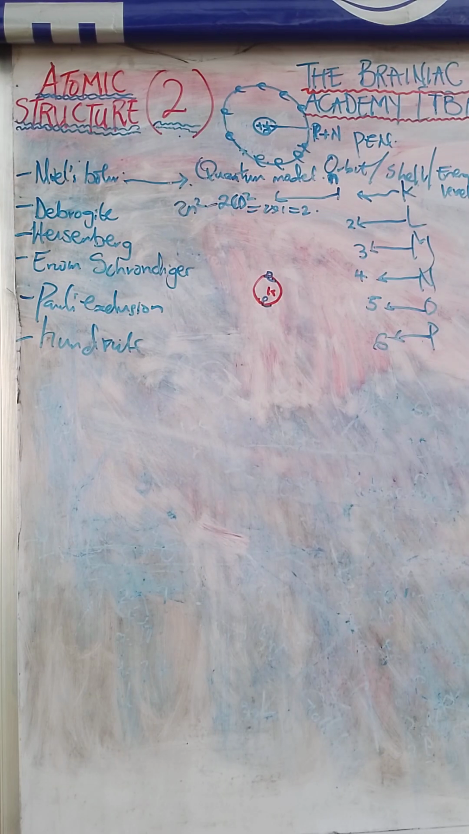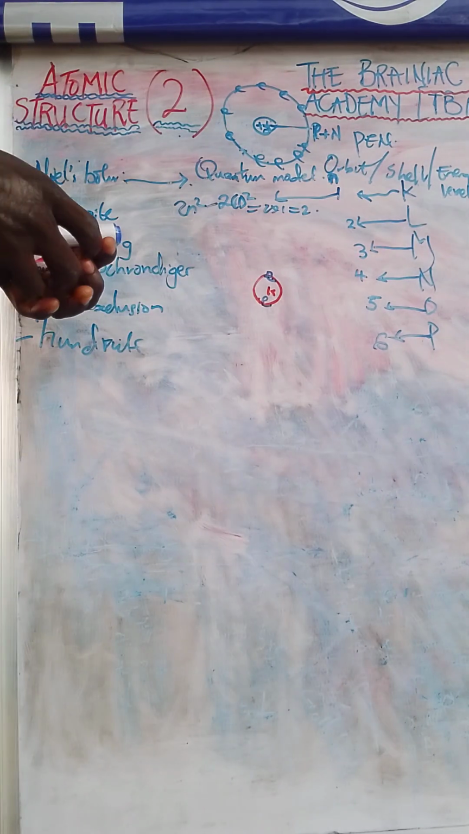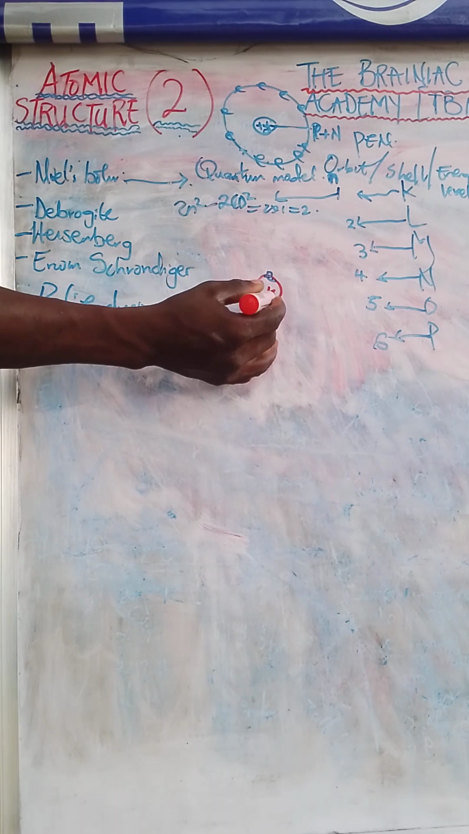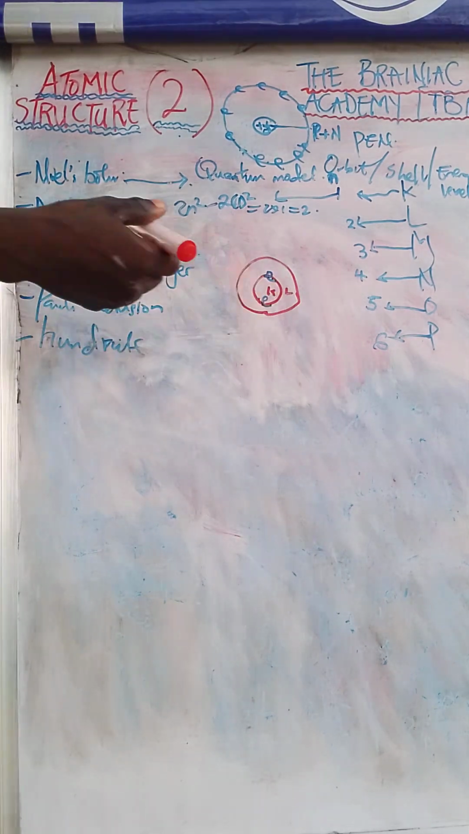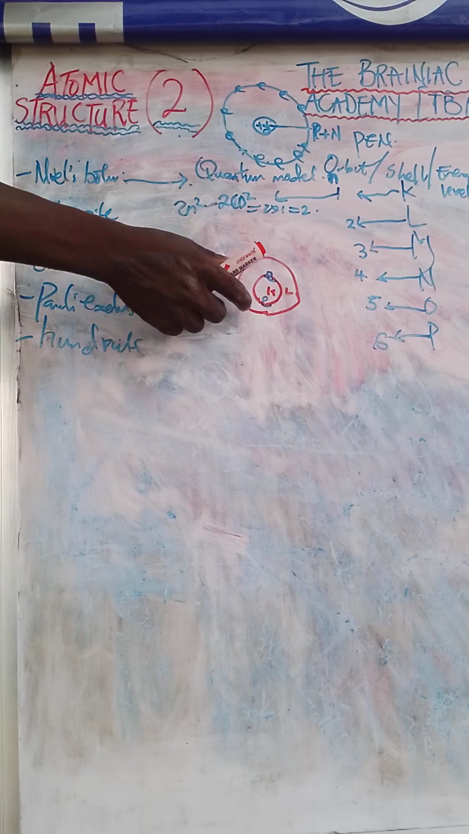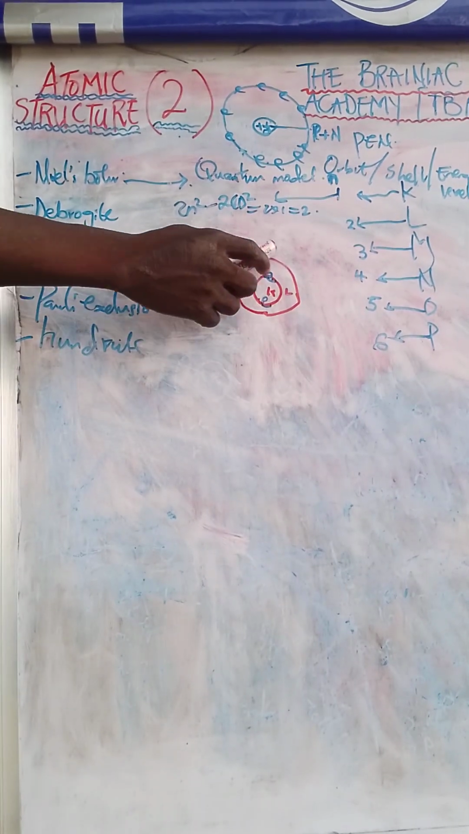Can we now do it for the L shell? I believe you can. Let me do it for L and M so you can understand it very well, and you do the rest by yourself. So this is K, then my L shell like that. This is my L shell. What will be the maximum number of electrons in this L shell?